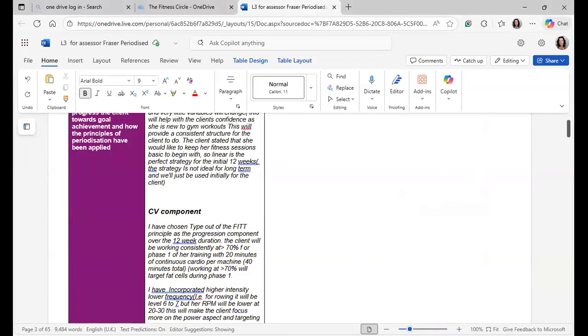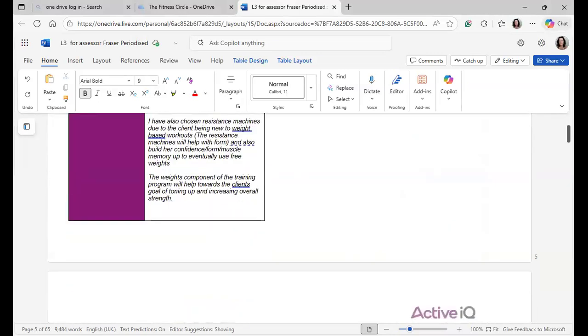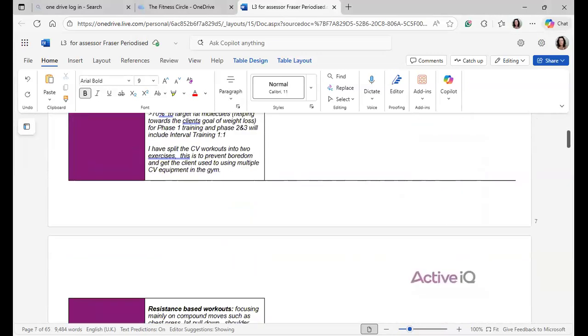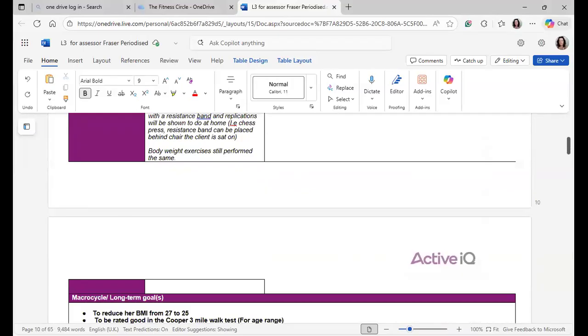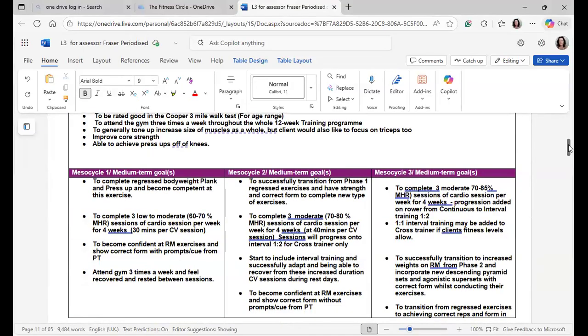We decide which method of periodization we're going to use. We give an overview of these are my ingredients and this is how I'm going to bring them in and this is why. Then we set some specific SMART goals here. Now, we don't necessarily need to outline SMART at this point, but I would definitely get some good numbers in, as we can see here, 3, low to moderate, 60 to 70%.